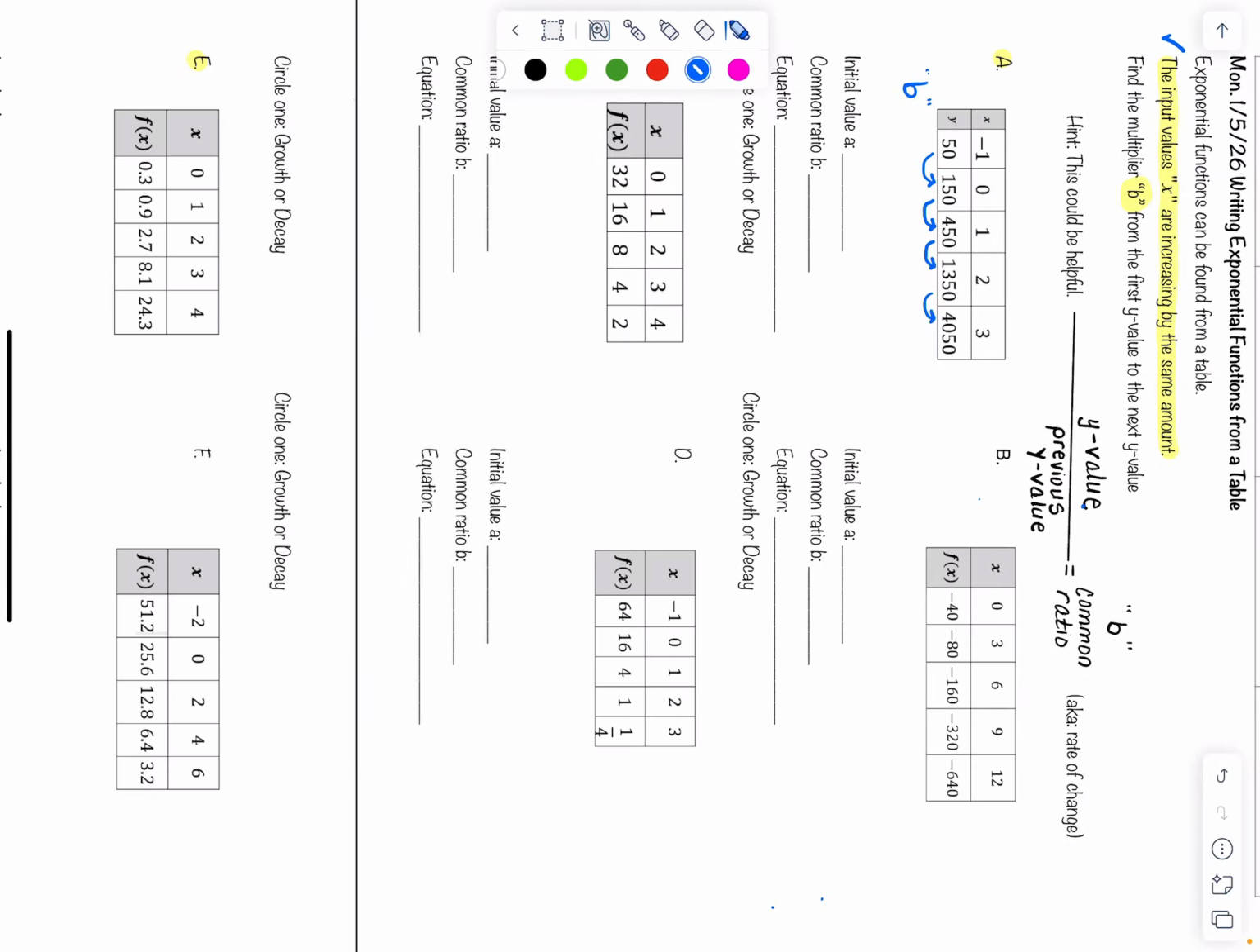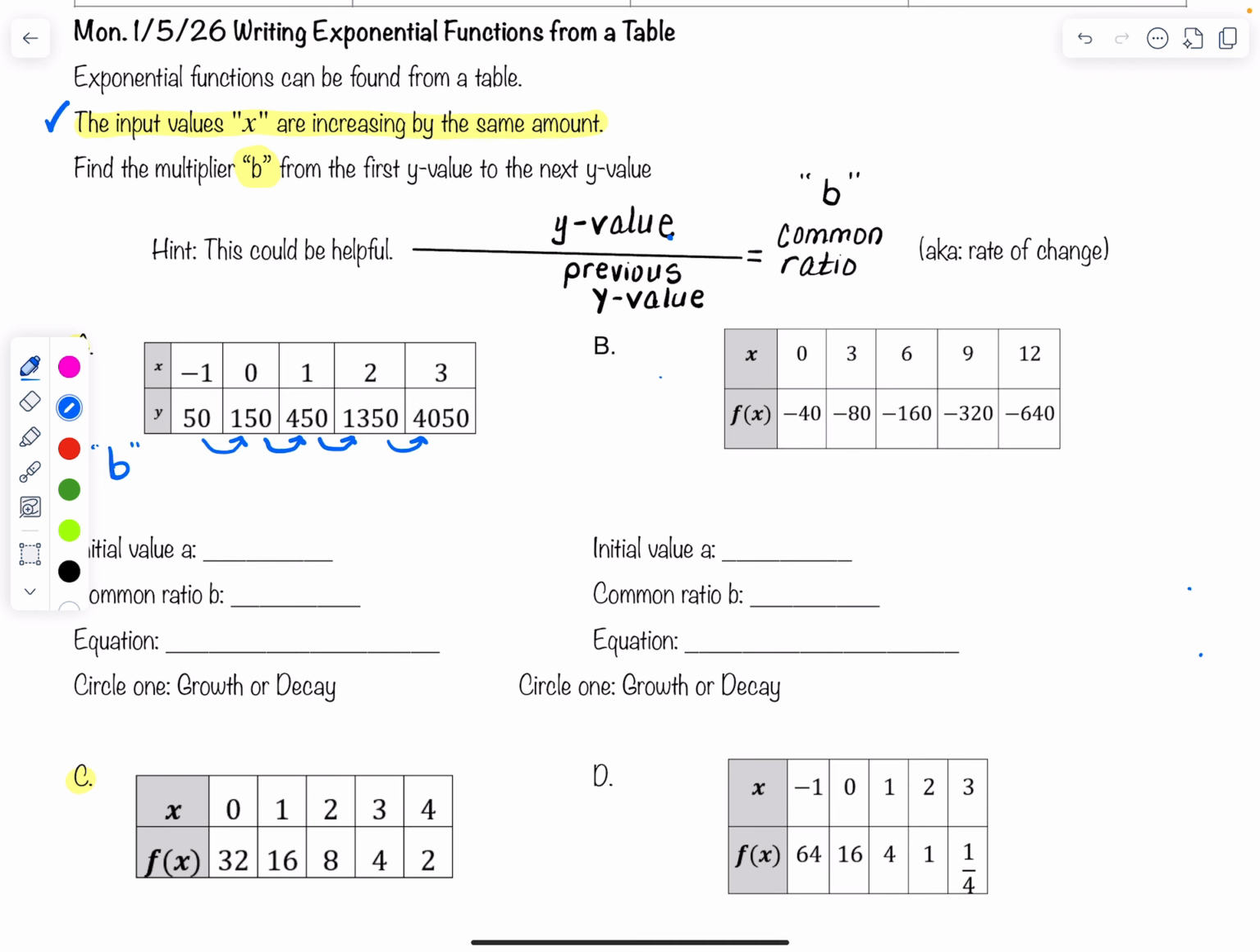Okay? So how can I find that if I'm not sure what they're multiplying by? Well, we can take any y value and divide it by the previous y value. So if I wanted to take 150 and divide it by 50, that gives me 3. Well, if I wanted to take 450 and divide that by 150, that also gives me 3.